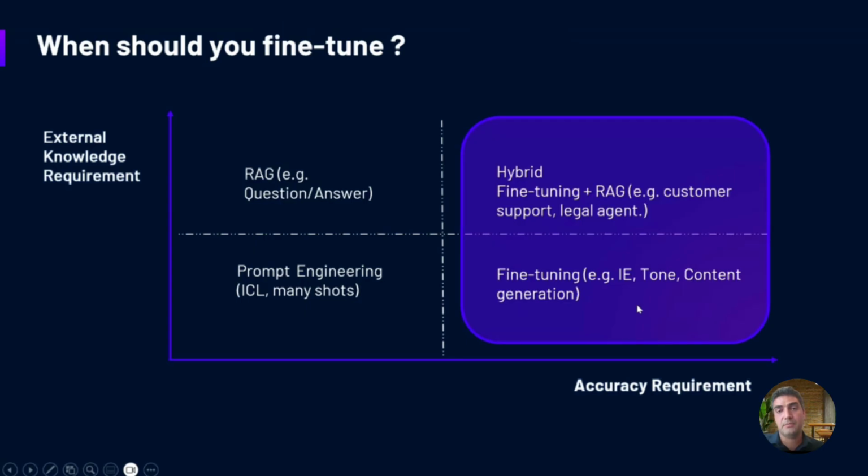And the final quadrant is hybrid. So this is, for example, where you deploy a customer support agent, and you want it to not only reply in your own brand and tone, but also use external knowledge based on your business. So we're talking about a customer support agent, legal agent, and so on. So this is where you really need fine-tuning. Otherwise, these techniques are probably good enough.